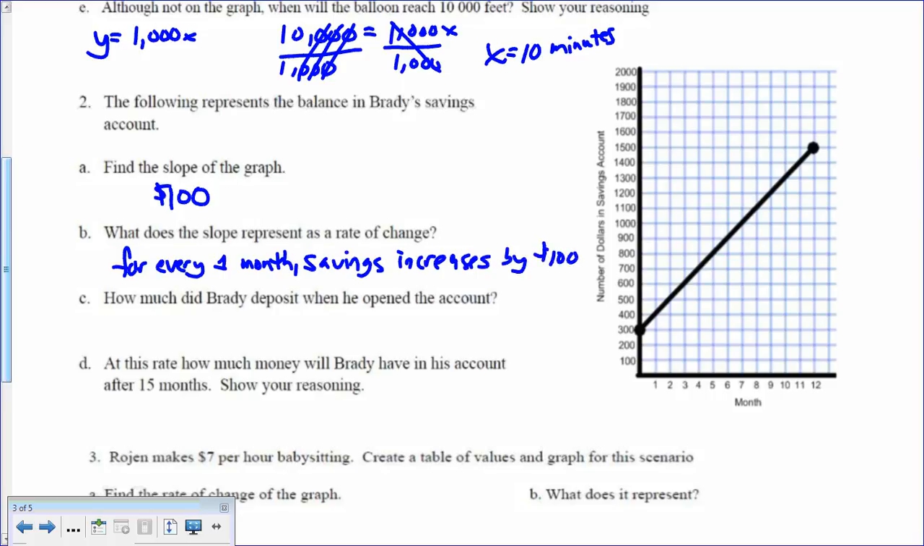Okay. So how much did he deposit when he opened the account? What did he start with? Well, that's this point right here. And that point right there is $300. So he started his account with $300. And then from there we go up.